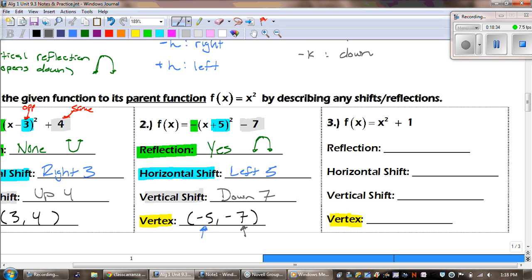Now, number 3 looks a little weird. It's like, Mr. Grice, that's not vertex form. I know. But what it's saying is, if it were inside the parentheses, it would be x plus 0 squared plus 1. All they did is simplify it. Okay? If there's no parentheses, that means it's saying x plus 0. So our vertex, because there's no opposite of 0, would be 0, 1. Now, see if you can answer the rest of the questions. Go ahead and pause the video, and good luck.